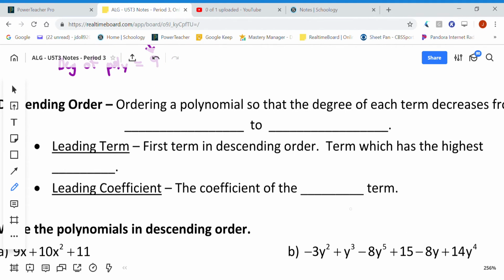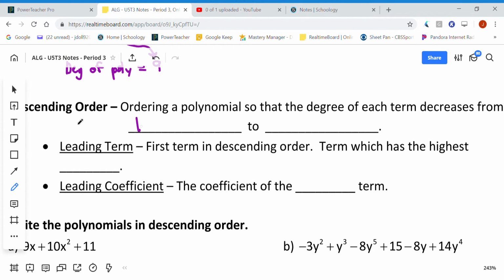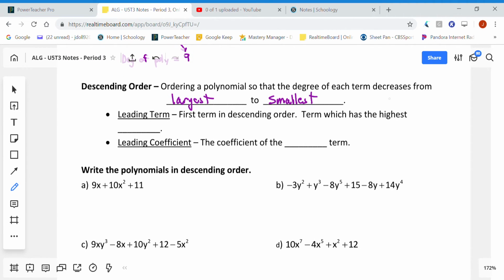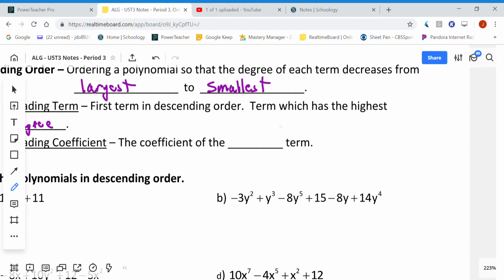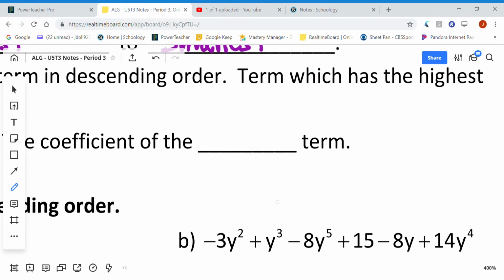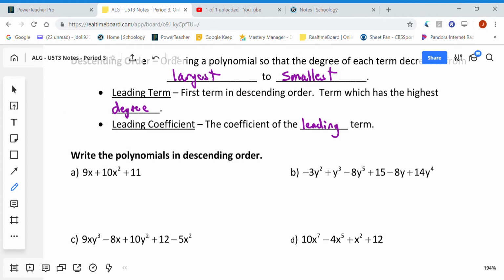So we're going to take all the terms, measure their degrees, and then order them from largest to smallest degree. We'll do a couple examples of these in a second here. The leading term is the first term in descending order. This would be the term that has the highest degree. That's the term that gets to go first. The leading coefficient, very obviously, is the coefficient of the leading term. So whatever term comes first, that term's coefficient would be the leading coefficient.